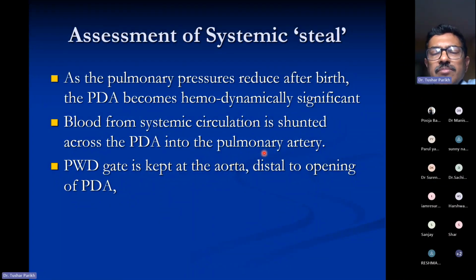Now, assessment of systemic steal. The third important assessment is systemic steal assessment. As the pulmonary pressure reduces after birth, the PDA becomes hemodynamically significant. Now, the blood from the systemic circulation is shunted across the PDA and goes into the pulmonary artery. For this, the pulse wave Doppler is kept at the aorta distal to the opening of the PDA.